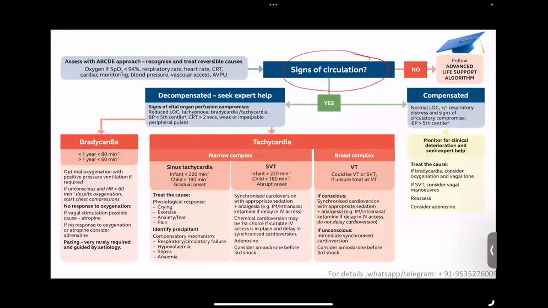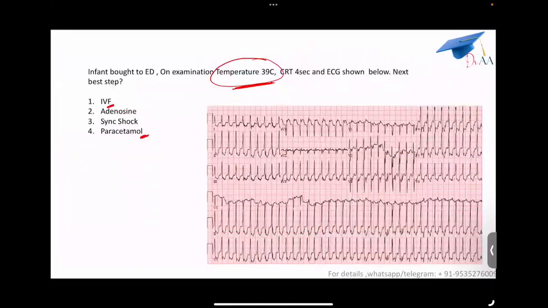Okay. In the same scenario, if the temperature is not high, then just give IV fluids. It might be because of sepsis, because the capillary refill time is high. So it might be sepsis which is causing this.